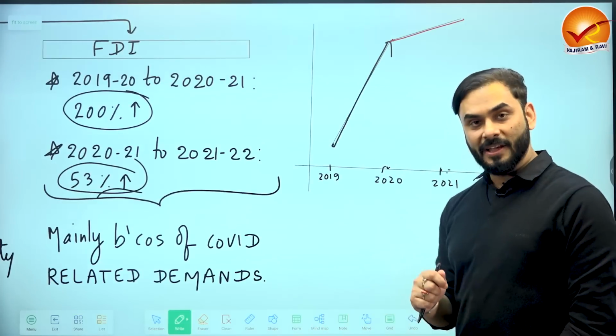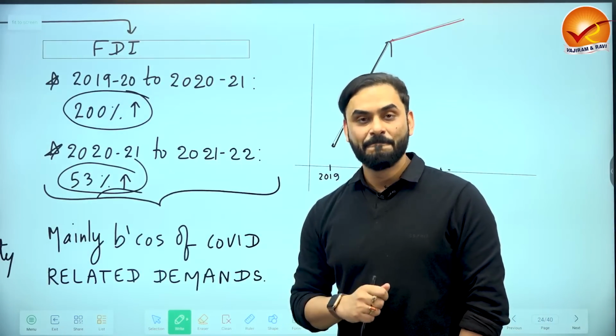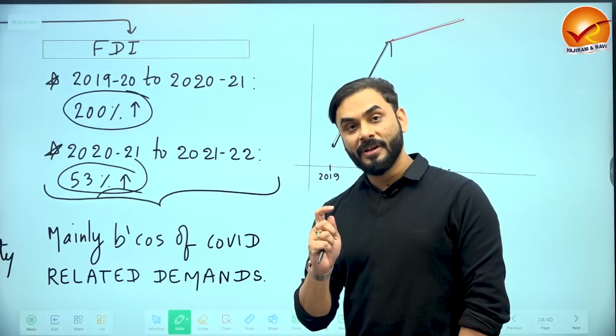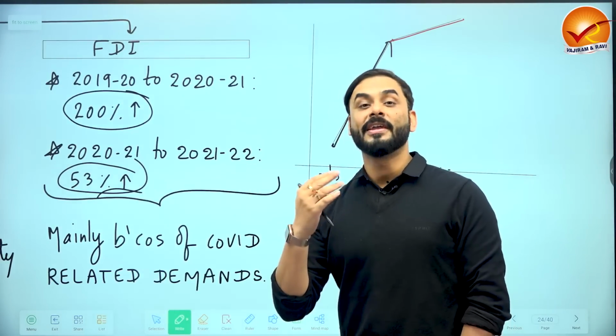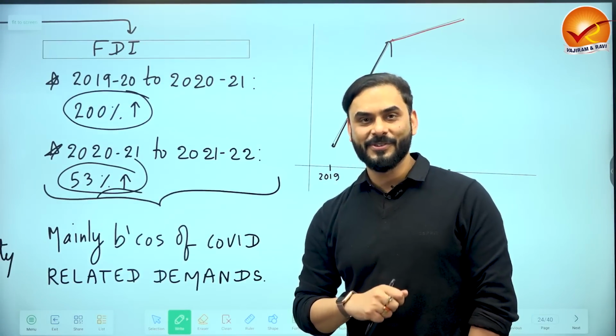And why is it increasing? Mainly because of COVID-related medicine demand. India has been manufacturing a lot of medicine. Because of COVID-related needs, the demand for Indian medicine has increased in the world. Hence, foreign direct investment has also increased. Foreigners found it very profitable to invest in Indian pharmaceuticals.